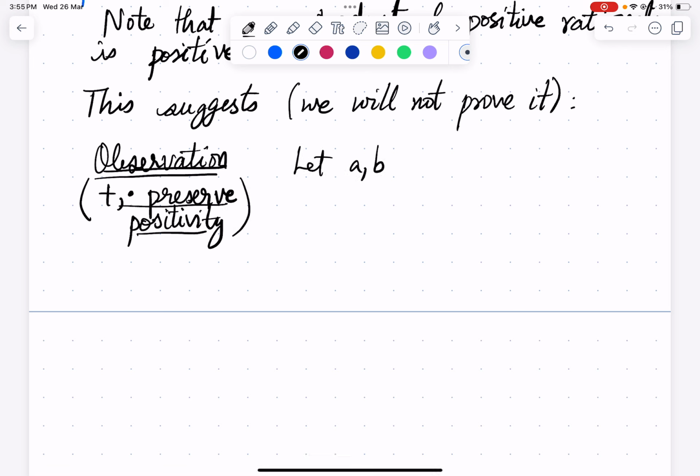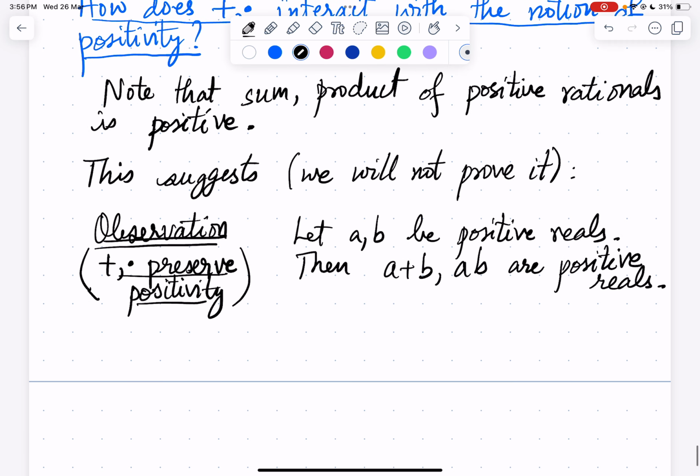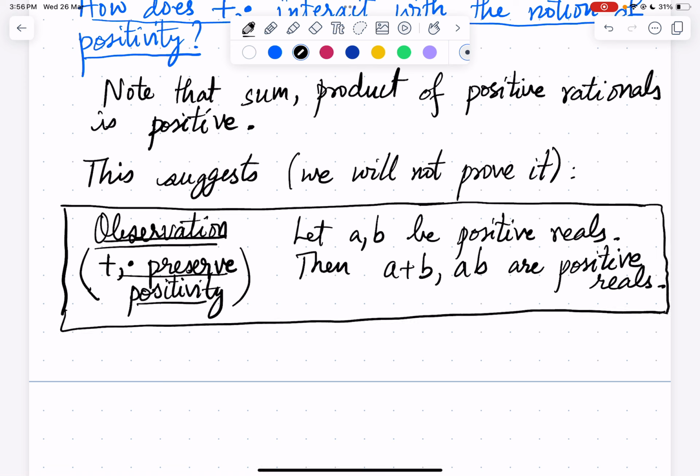Let A and B be positive reals. Then A plus B and AB are positive reals. So the sum and product of positive reals is positive. So this is one basic observation: sum and product preserve positivity. If A and B are positive reals, then A plus B and AB are positive reals.